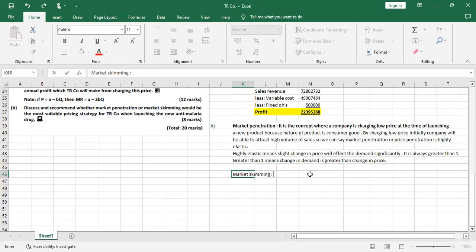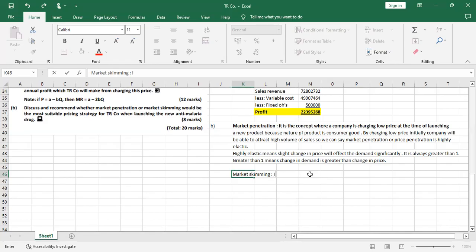So this is called what? This is called market skimming. You can charge high price at the time of launching, which will maximize your revenue and profitability. And gradually, when there will be decrease in the demand of that product, company will be able to reduce their price. Or as soon as company will face competition in the market, company will be able to reduce their price. So this is called what? This is called market skimming.